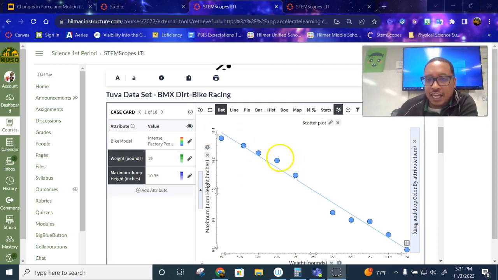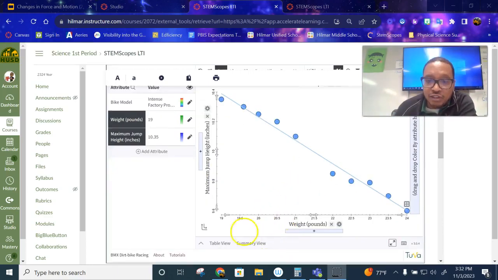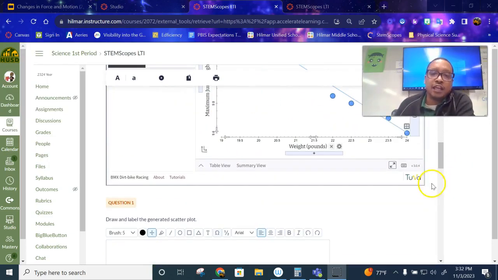And in this case, it is a negative slope because it is going down as it moves from left to right. Then that means that it's also a negative relationship, or a negative correlation, or sometimes we call it an inverse correlation. It looks like as the weight is going up and increasing, the jump height of the bike seems to be decreasing. That's why we would call it a negative relationship.